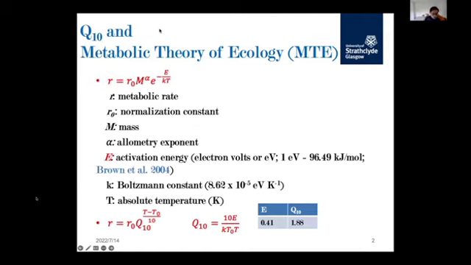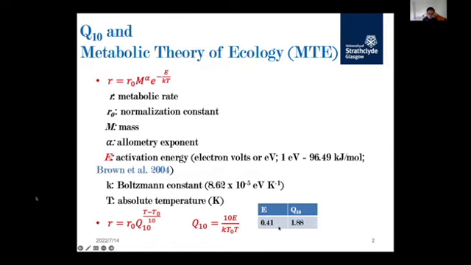It is also closely related to the metabolic theory of ecology, which basically says the metabolic rate of any organism is proportional to the body mass as well as the temperature. The temperature part of the metabolic rate of any organism is described by the Arrhenius equation, which is at least quantitatively similar to a Q10 value.